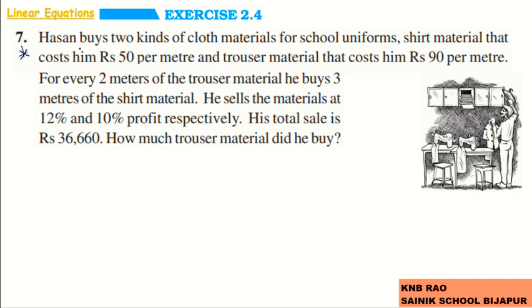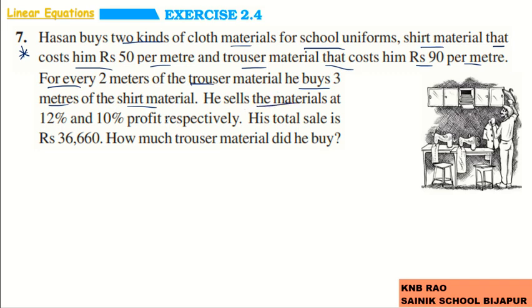Hassan buys two kinds of cloth material for school uniform. Shirt material costs him rupees 50 per meter and trouser material costs him rupees 90 per meter. For every 2 meters of trouser material, he buys 3 meters of the shirt material. That means it is a ratio type only. Trouser to shirt is 2:3.